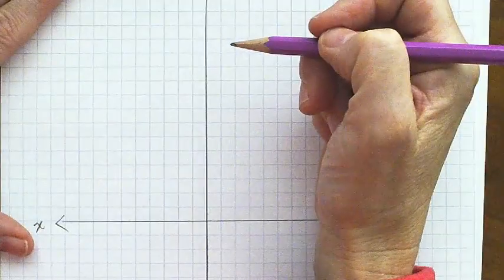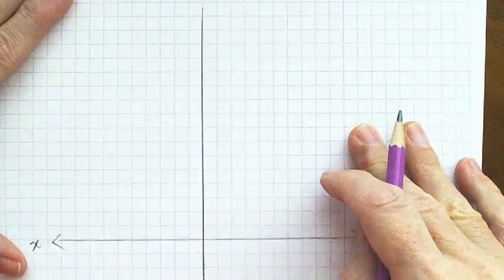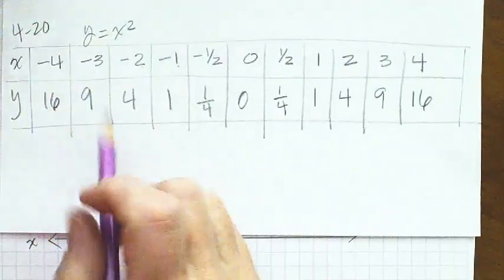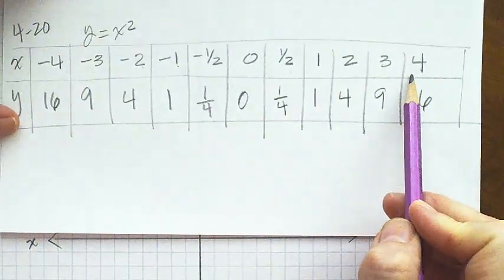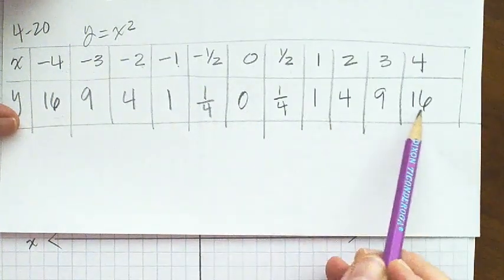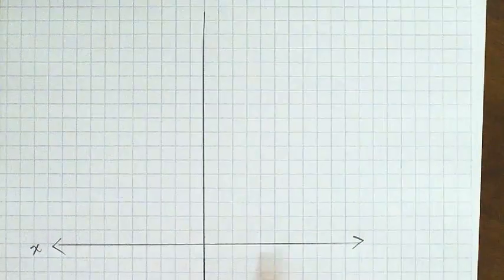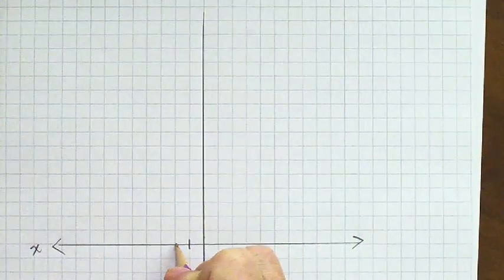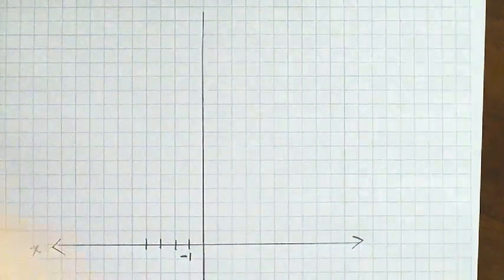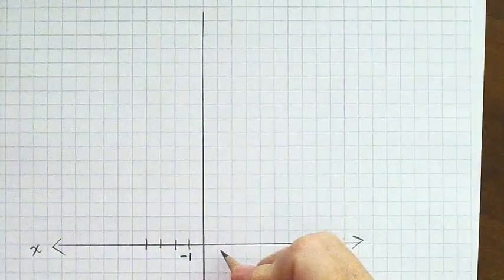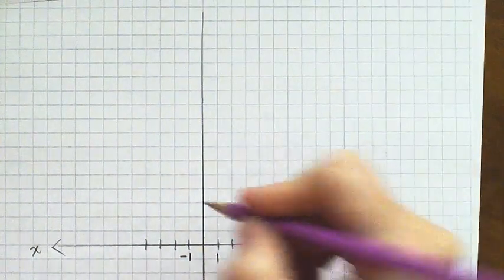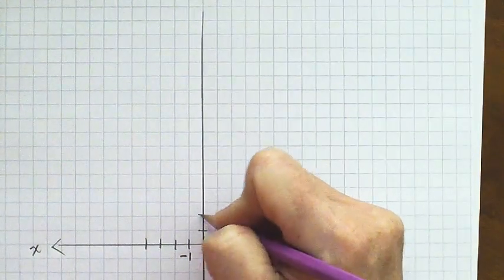Okay, and I like to go with an interval of 1. So the x values range from negative 4 to 4, and the y values, my lowest y value is 0, my highest is 16. So let's just use an interval of 1. So this would be -1, -2, -3, -4. Let's just put a -1 here. And then this would be 1, 2, 3, 4. Okay, and then we've got a high value of 16.